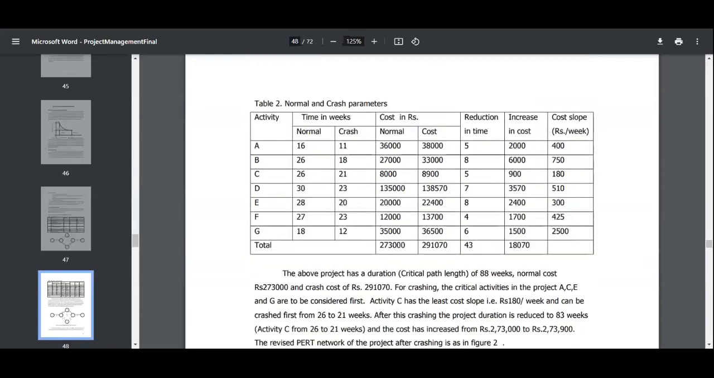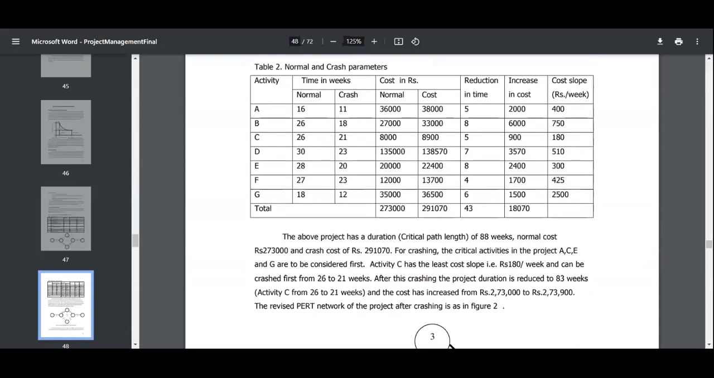So here we have found some normal and crash parameters, for A, B, C, D. Normal and crash parameters mean the time in weeks, whatever time they decided. A was decided at 16 weeks, but it was done in 11 weeks. B was decided at 26, but done in 18. C was also decided at 26, but done in 21 days. Then D was decided at 30, but completed in 23. Okay? Then F completed in 23 and G completed in 12 days. Wow, superb.